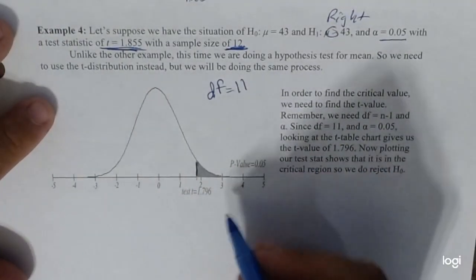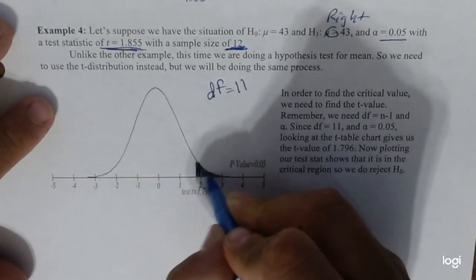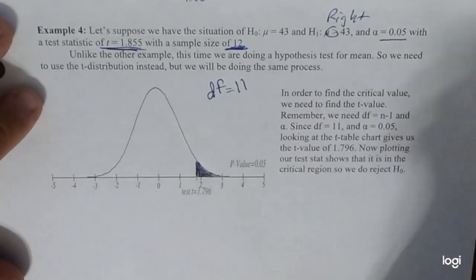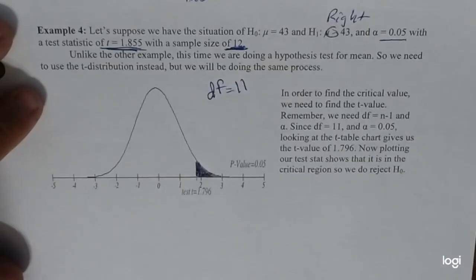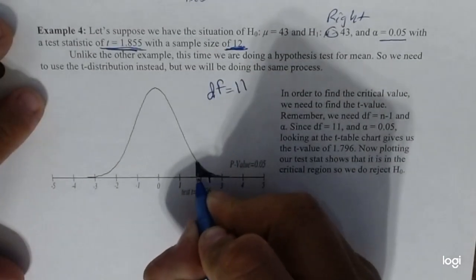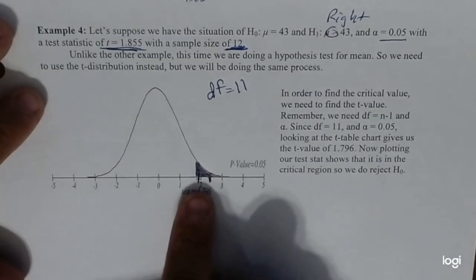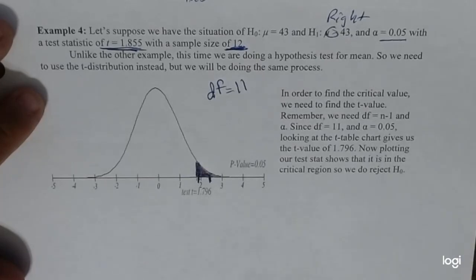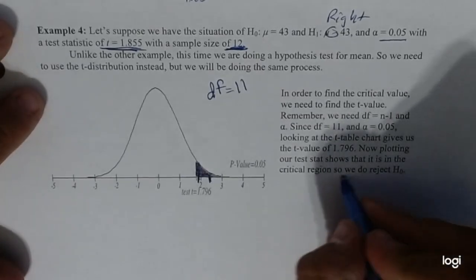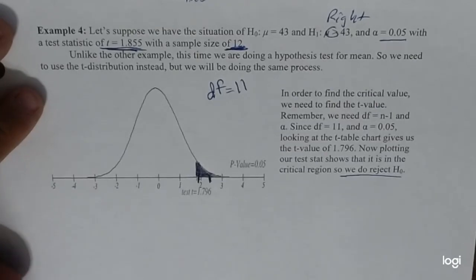And again, since it's a skewed right graph, we shade the area to the right. And again, we test it. Now our test stat is 1.855. Roughly, really close to it, but still in the rejection region, correct? Because it's in the region, we do reject the null hypothesis.